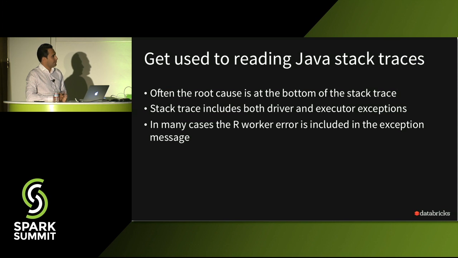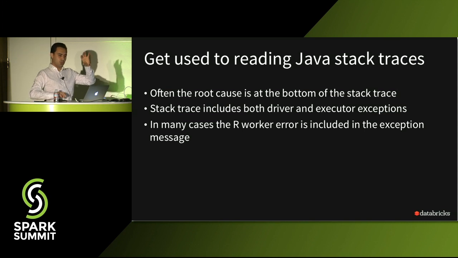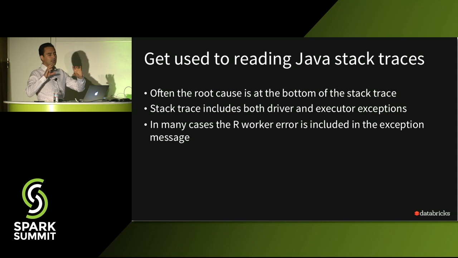Specifically, keep in mind that the stack trace will include the errors from the driver and the workers. So if the error happened on the worker, you'll see basically two stack traces, one from the driver that is basically saying something went wrong, and then another stack trace from the worker or a few of the workers that is more likely to have the exception. If the error happened on the driver and didn't even get to the worker, then you only see the stack trace from the driver. So that's another thing to keep in mind.